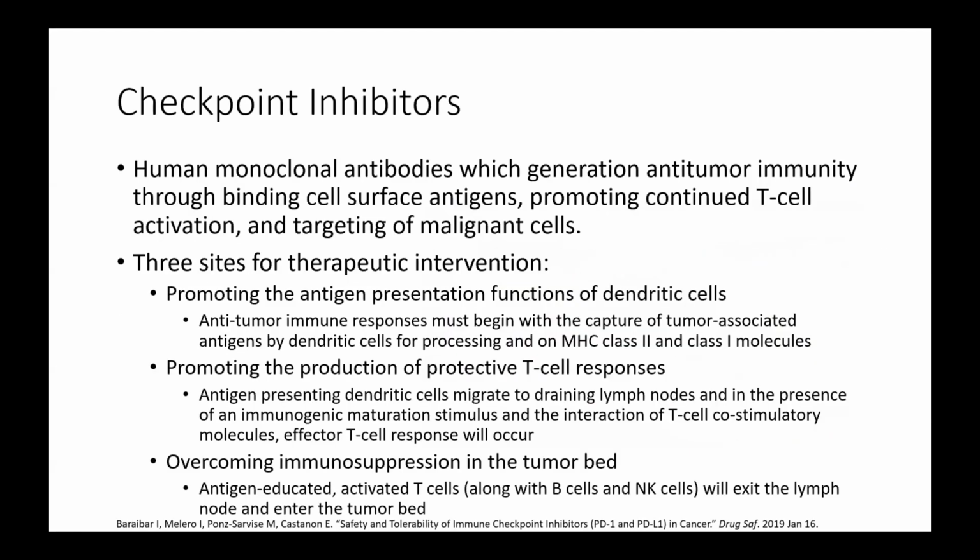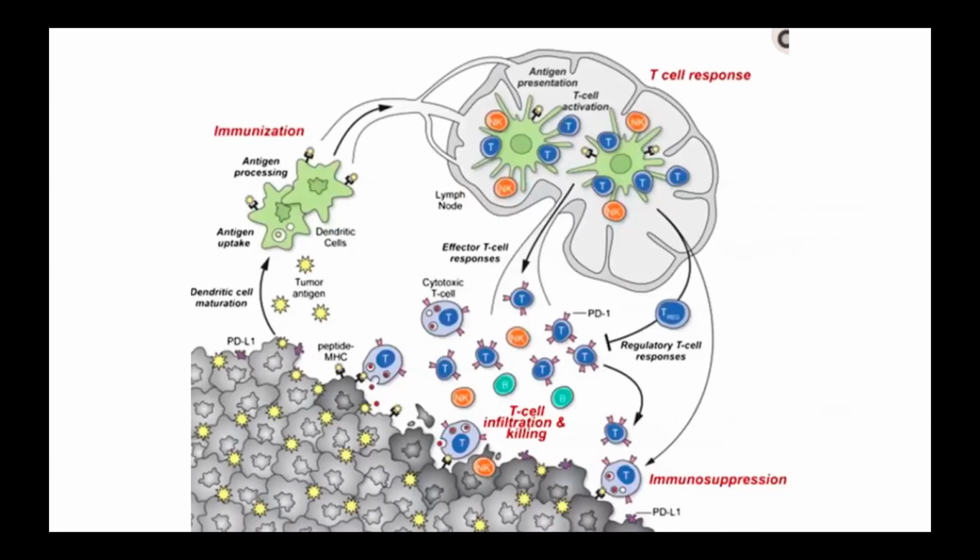They're monoclonal antibodies, and I'm going to show you and break it down in a cartoon on the next slide, but there are 3 sites where they work. First, they upregulate antigen presentation to dendritic cells, which then promote T cell responses both in the lymph node and in the tumor bed.